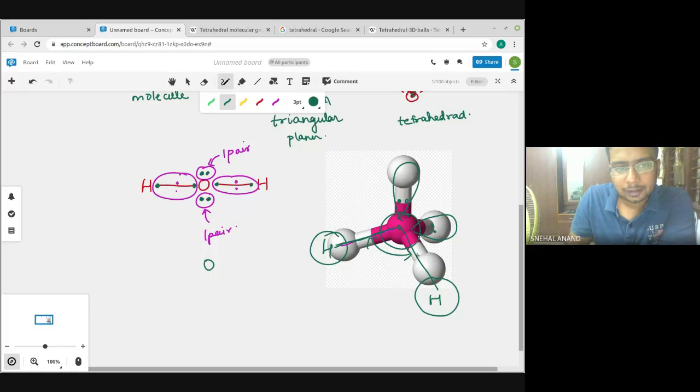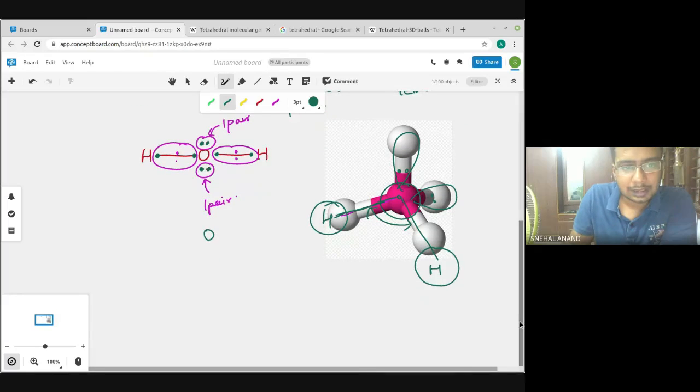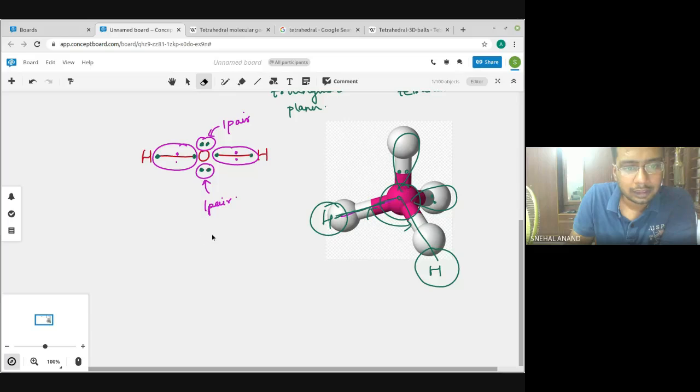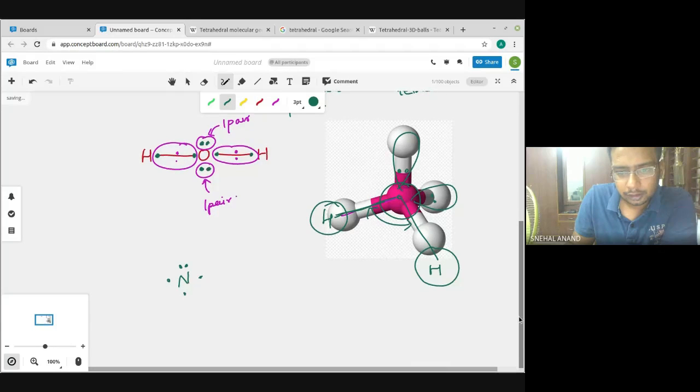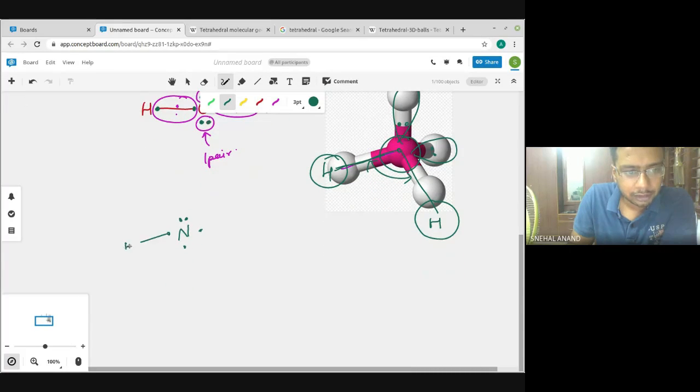Okay. So whenever you are looking at the structure of any molecule, you need to see even the electron pairs along with it. Suppose we have another structure, let's say ammonia. Nitrogen has 1, 2, 3, 4, 5 electrons. Out of this, 3 electrons are shared with hydrogen. So there are 3 bond pairs and 1 lone pair of electrons. So totally you have 4.